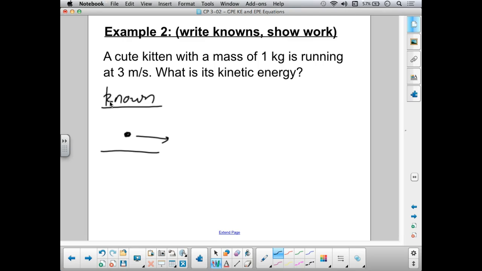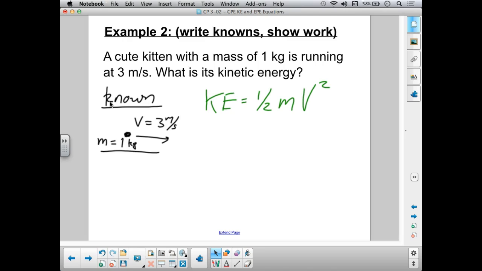I know a few things about this kitten. I know that its mass is 1 kilogram. And I know that it is running at 3 meters per second. Its velocity is 3 meters per second. So I've set up my notes. And now I'm going to look back in my notes and say, okay, this is a kinetic energy problem. What relationships do I have between kinetic energy and other properties of an object? Well, I know that the kinetic energy is equal to 1/2 times the mass times the square of the velocity. So I'm going to write down my equation, my statement of relationship right there to help me plug in what I know.